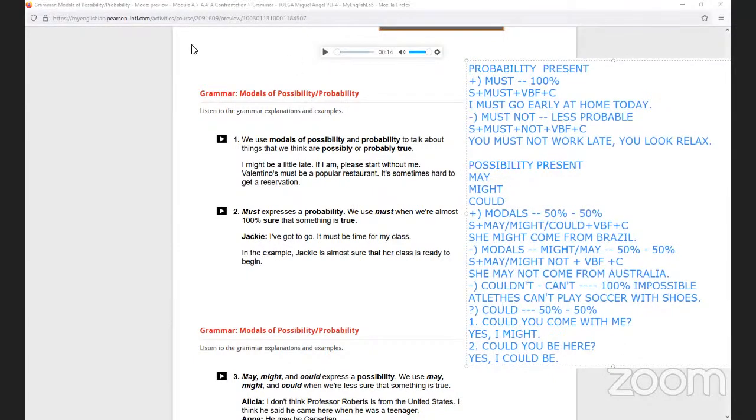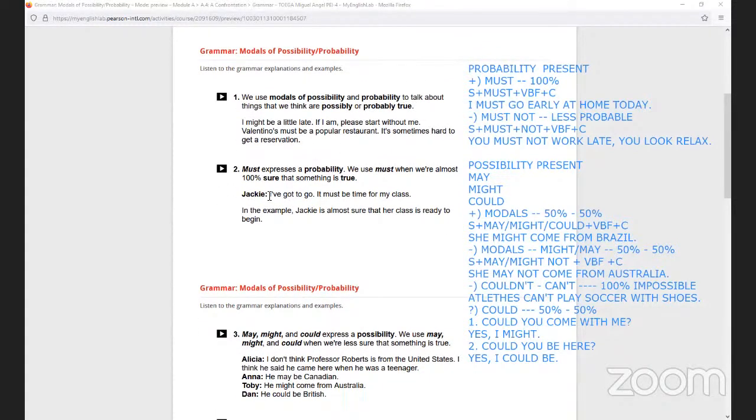Okay, so we're gonna see here in the platform the examples, okay? For example, when we talk about probability, we can say like this. For example, we are really certain, 100%, and we can say like, I've got to go, but why? It must be time for my class. So maybe it is late and it is certain that she has to go. Okay, so it must be time for my class.